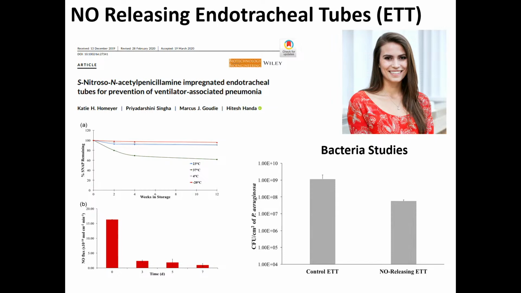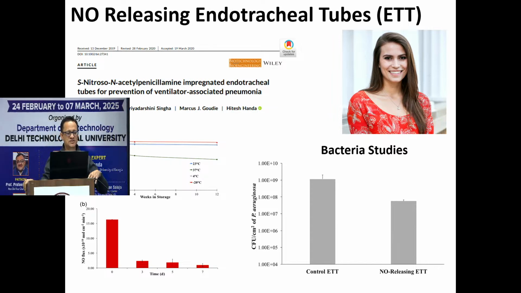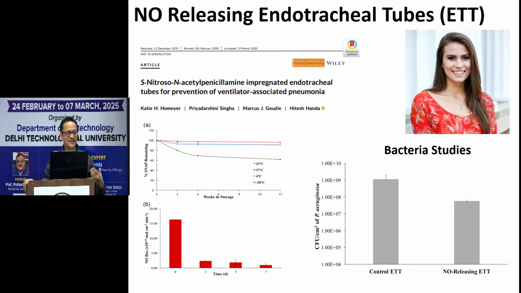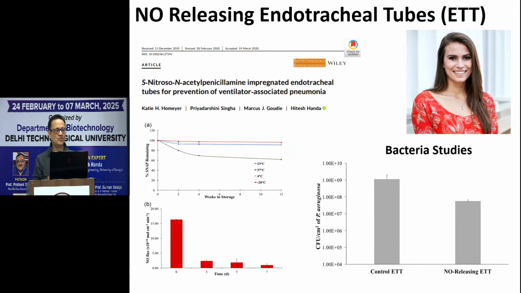Okay, let's talk about this a little bit. So Katie did her master's with me. She worked on endotracheal tubes. So we bought endotracheal tubes and she made them NO-releasing. And then we did a lot of studies. You can go to this article and read more. But we did bacteria studies. We did leaching of SNAP. We did tensile testing because we don't want the endotracheal tubes to become too brittle and less strong. So we did a lot of those studies to show we can make endotracheal tubes more antimicrobial.